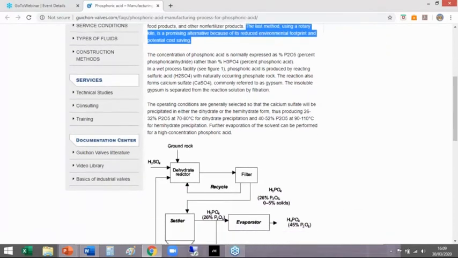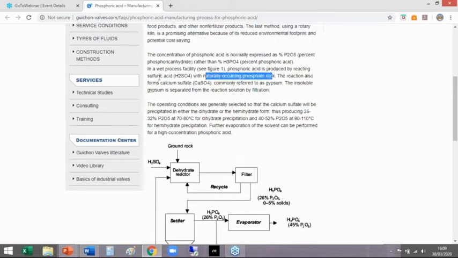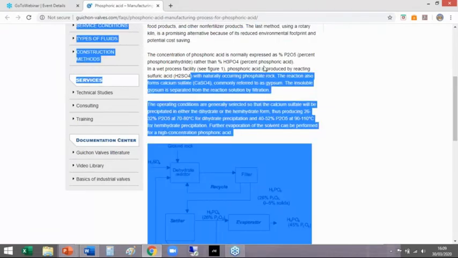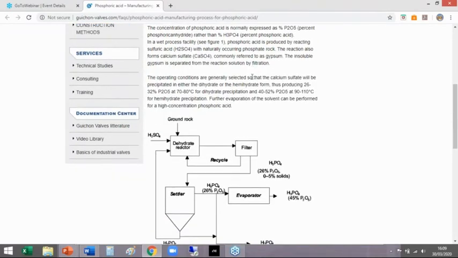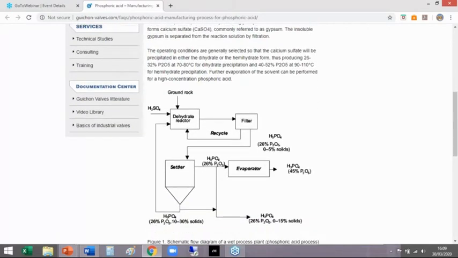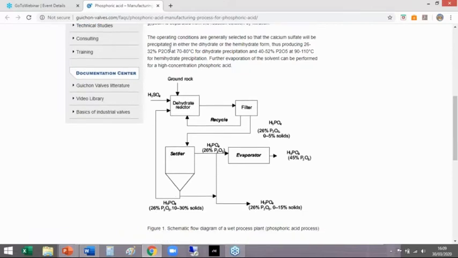What else have we got? It's produced by reacting sulfuric acid anyway, so you would need sulfuric acid to make this stuff, with a naturally occurring rock, so that's not too bad. It makes a rock, pretty low temperature there, that's not too bad at all. Neither is that one.